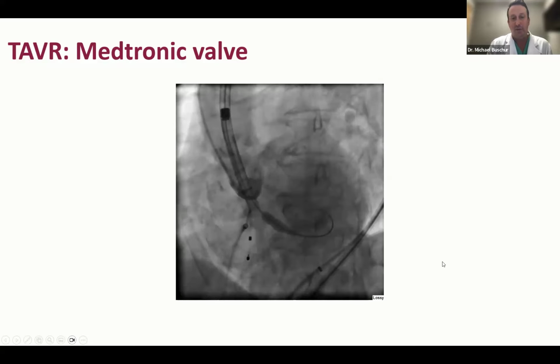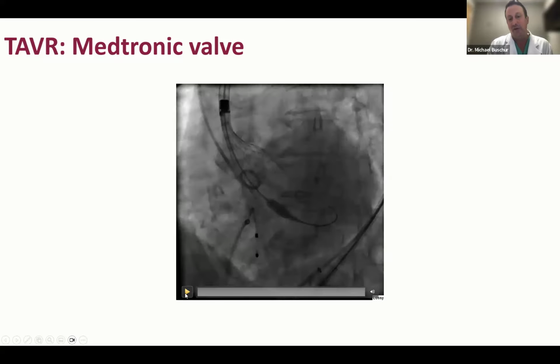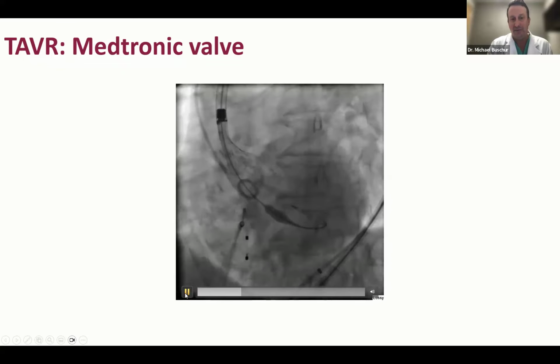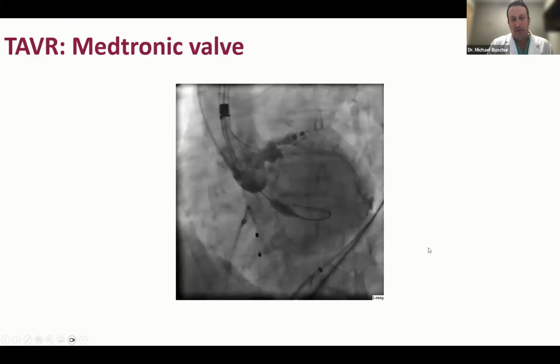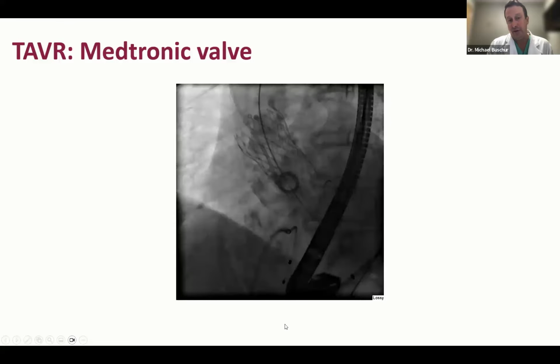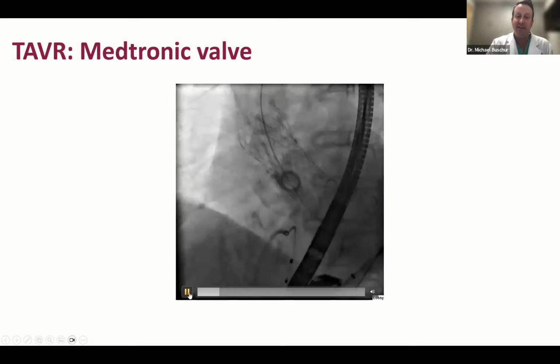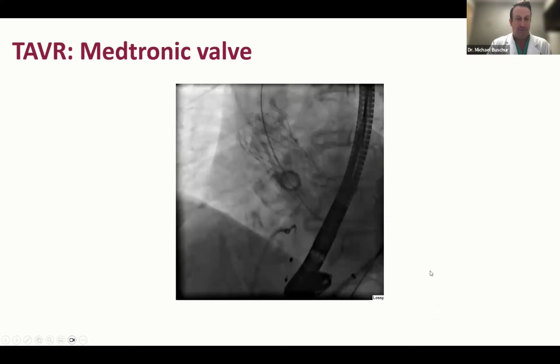And if you go to the next slide, we're going to see the valve slowly unfurl in the right position. And we use several different injections with contrast to make sure that we're in the right spot. And then once we get the valve ready where we want it to be, we actually release the valve. So it sits inside the aorta. And again, it's anchored inside the existing valve that was failing.